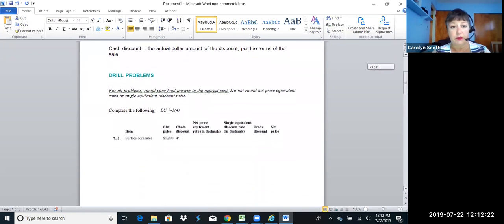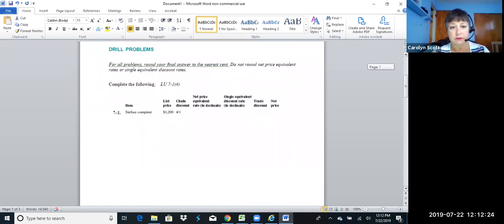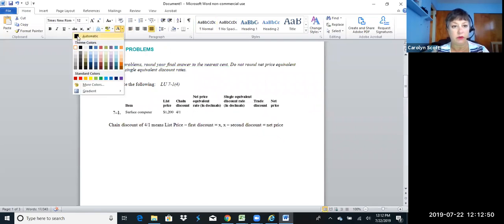So anyway, for our drill problems, I did number 1. And it says, for all problems, round your final answer to the nearest cent. Do not round net price equivalent rates or single equivalent discount rates. So that's pretty straightforward. We know that we're going to only round final dollar amounts. As I said, I've already worked these out, and then I just hid them with a white font.